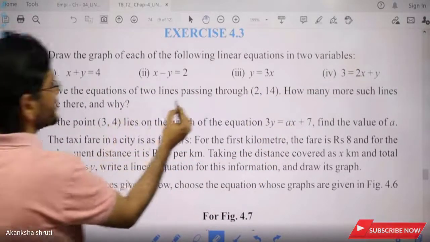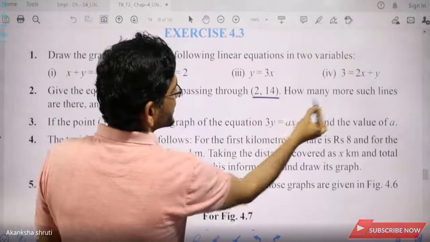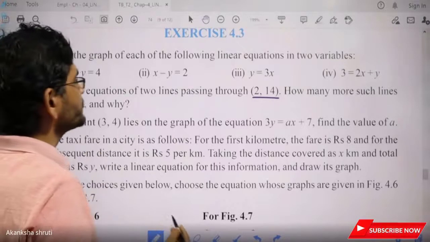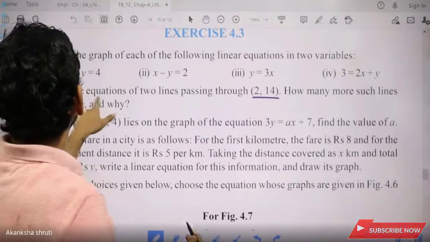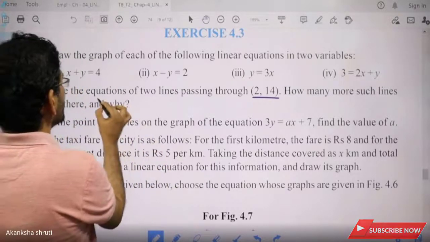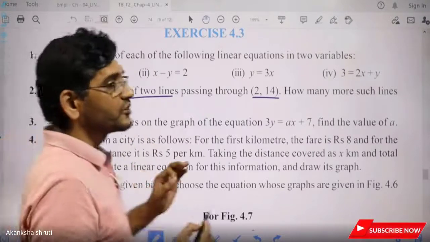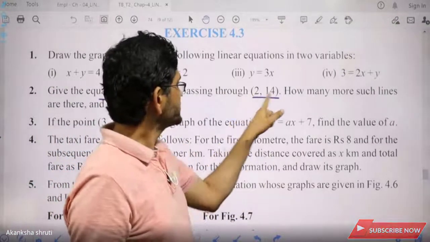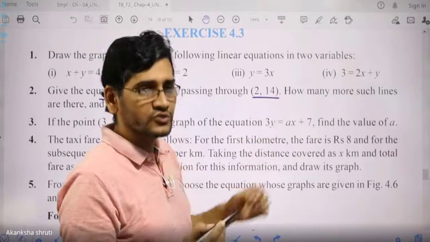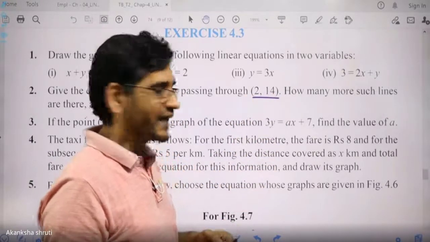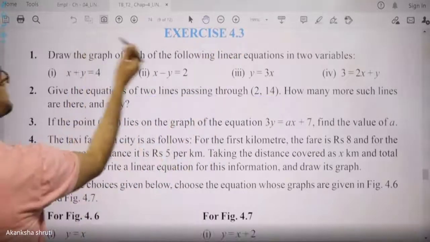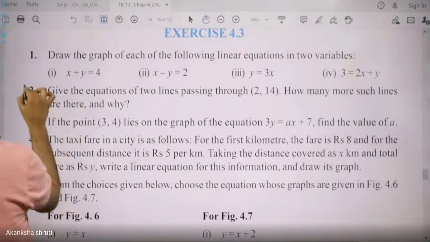Give the equation of two lines passing through this. How many more such lines can there be? We have to frame the equation of two lines. Students, we have to write two equations which are passing through this. Means this should be the solution. How to write? Very easy thing. Let me explain, or let me take it on our board.